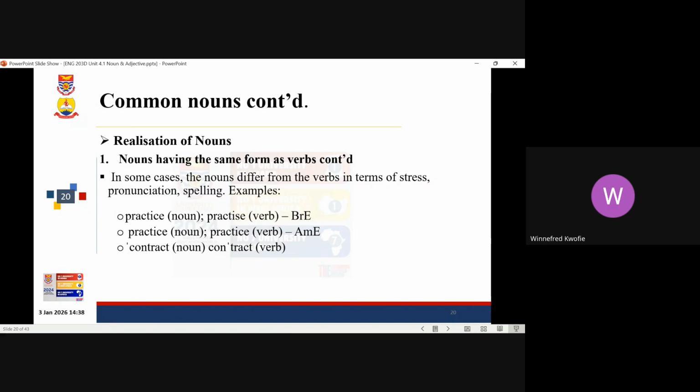So this one I've given an example already. Realizations of nouns having the same form as verbs. I think we've talked about it already. So practice can be a noun, we'll be going for choir practice, or it can be a verb.